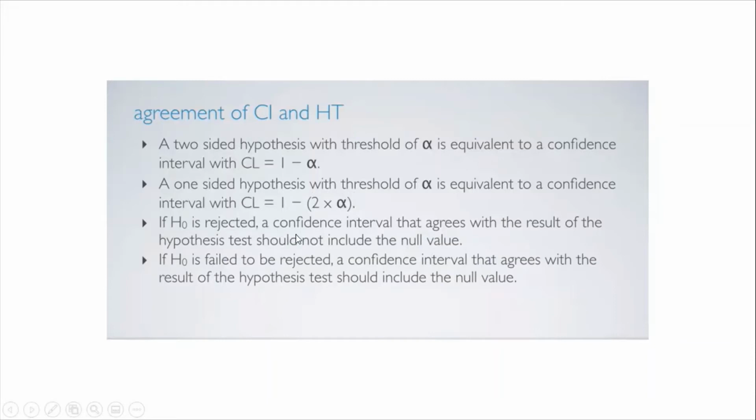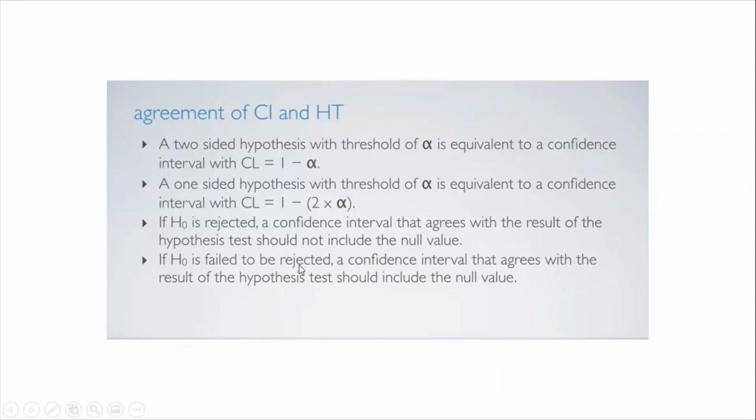And if the null hypothesis is rejected, then the confidence interval should not include the null value. We saw in the first example that there is a null value within the confidence interval. That's why the null hypothesis cannot be rejected. I mean, there is not enough evidence to reject the null hypothesis.